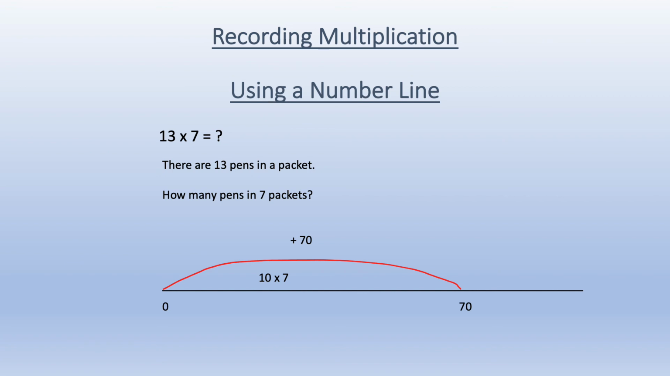First, we draw an empty number line and we put 0 at one end. Then our first jump is 10 lots of 7, which gets us to 70. And then we do our next jump, the 3 part of 13 times 7, which is 21, and gets us to 91 on the number line. And then we can finally write 70 plus 21 makes 91. And so therefore 13 times 7 equals 91.